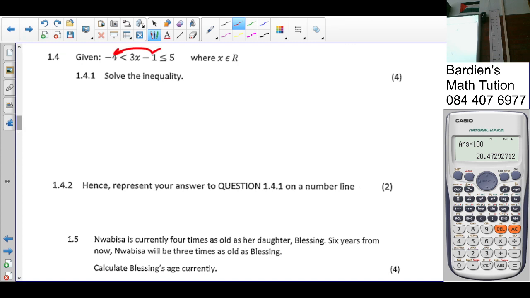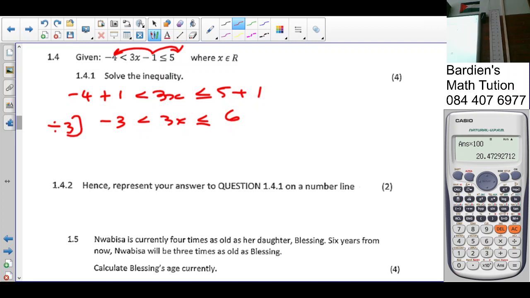The 1 goes to both sides, because it's a 2 in 1 here. So 3x is greater than negative 4 plus 1, or less than or equal to 5 plus 1. Now what? Negative 4 plus 1 is negative 3, and 6. Divide by 3 throughout. Negative 1 less than x, and so on. You will agree with that?